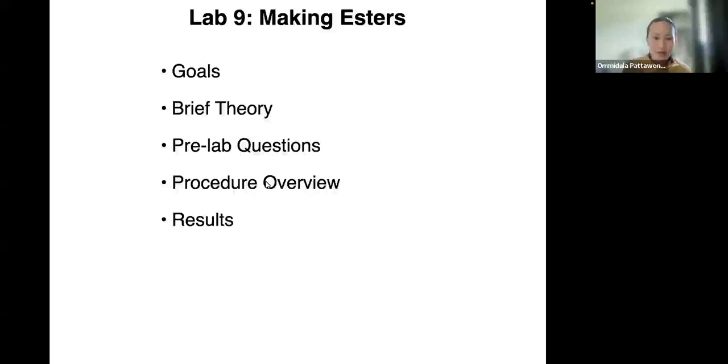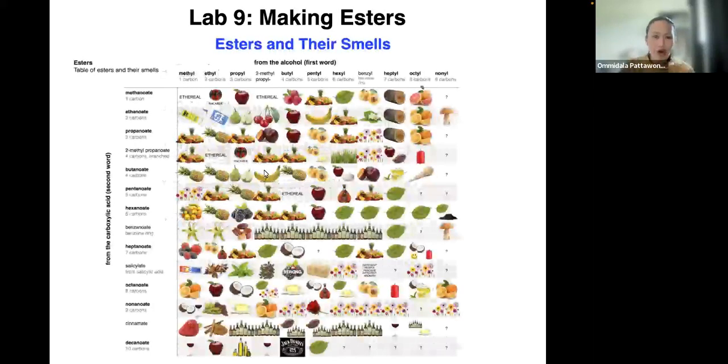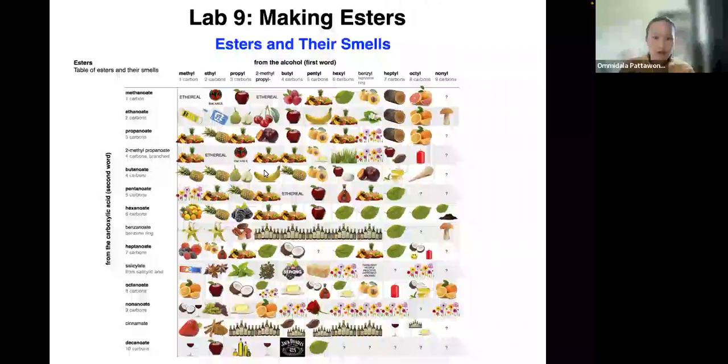Hi everyone, in this PreLab video, I'm going to go over the topic for the making ester lab. Esters are organic molecules that are responsible for flavor in fruits and also floral aromas, as you see some of these here. Esters are often prepared from the reaction between carboxylic acid and alcohol, which are also organic molecules.